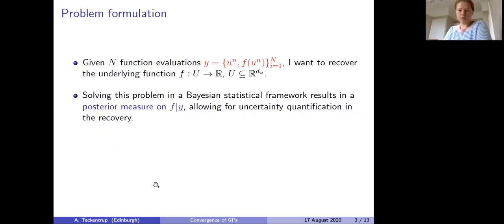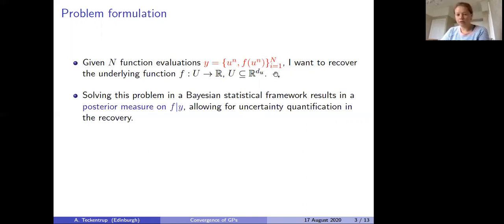Right. So the problem that I want to solve is the following. I'm interested in function reconstruction. So I assume that I have some data on some unknown function f, and f here is just a function from some domain U into the reals. And I want to reconstruct that function given some function values. So I assume that I have these capital N function values of the function f. That is all the information that I have about f, and I want to reconstruct the underlying function from that.